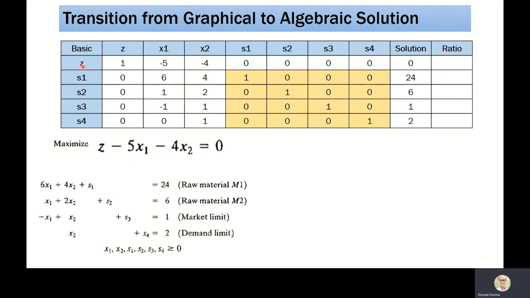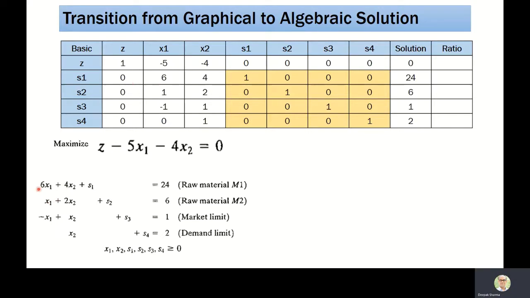The second row here corresponds to the Z row. What is the coefficient of Z? 1. Coefficient of x1 is minus 5, coefficient of x2 is minus 4, and the coefficients of s1, s2, s3, s4 are 0. What is the right hand side of this equation? 0. So that's why we have written 0 in the column corresponding to the solution.